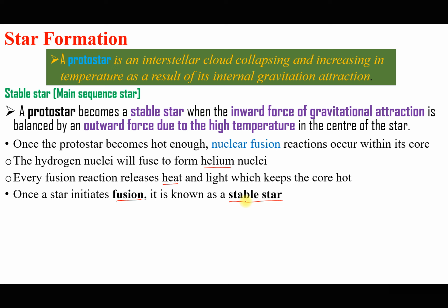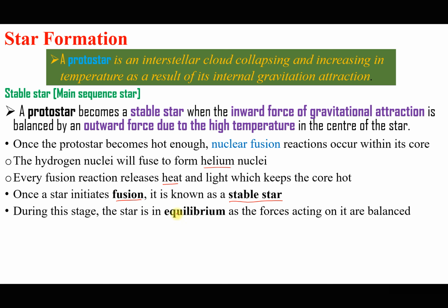Heat can be generated from the core of the star, resulting in an outward force, which when it balances with the inward force due to gravity, the star becomes stable. So once a star initiates fusion, it is known as a stable star. And during this stage, the star is in equilibrium as the forces acting on it are balanced.